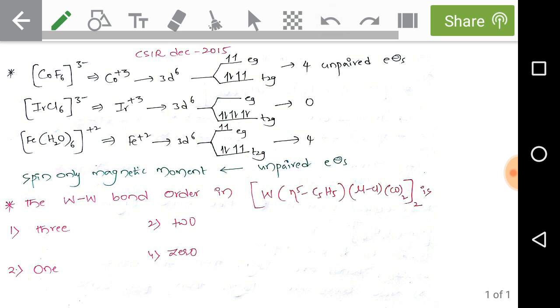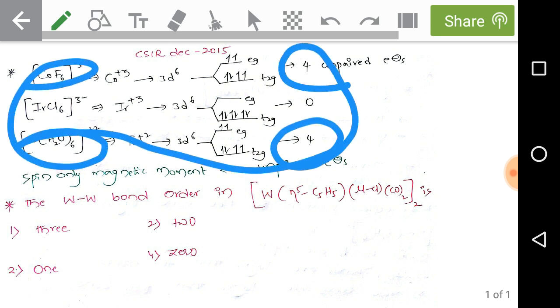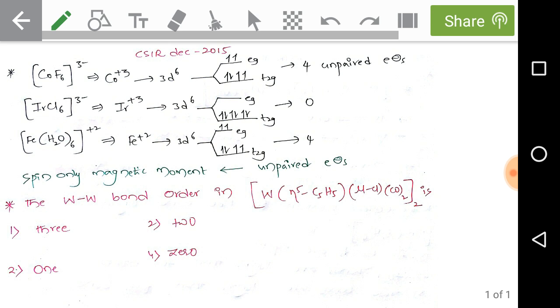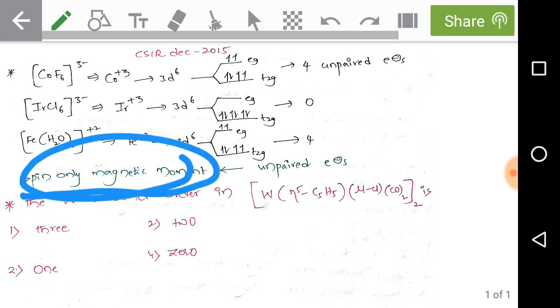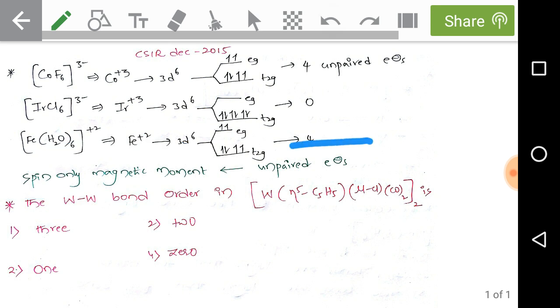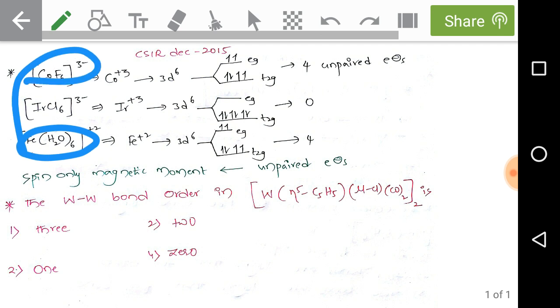Just look: cobalt and iron have the same 4 unpaired electrons. Recall that spin-only magnetic moment is calculated based on unpaired electrons. So these two complexes have the same number of unpaired electrons, that is 4, hence they show the same spin-only magnetic moment. So this is the answer.